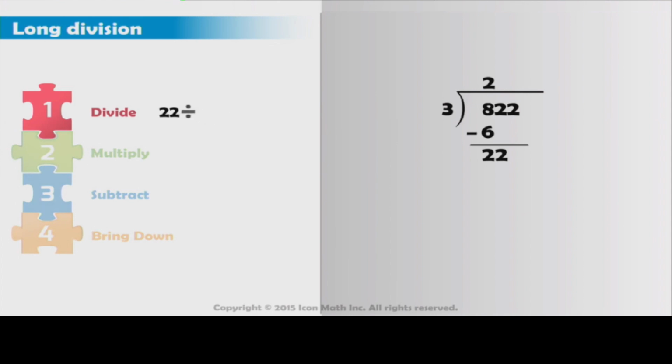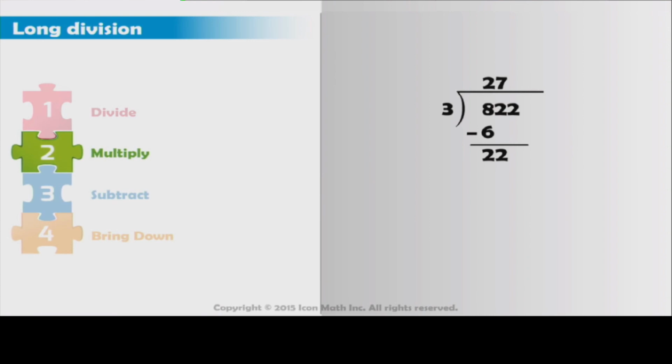So 22 divided by 3. How many 3's are in 22? 7. 7 3's are the most number of 3's that fit into 22. 7 times 3 makes 21. 8 3's is 24. And that is bigger than 22. So 7 becomes the second digit in our quotient. We write 7 above the 2 from our dividend.